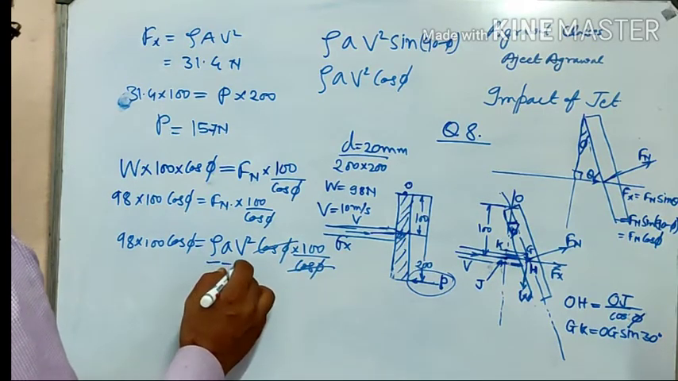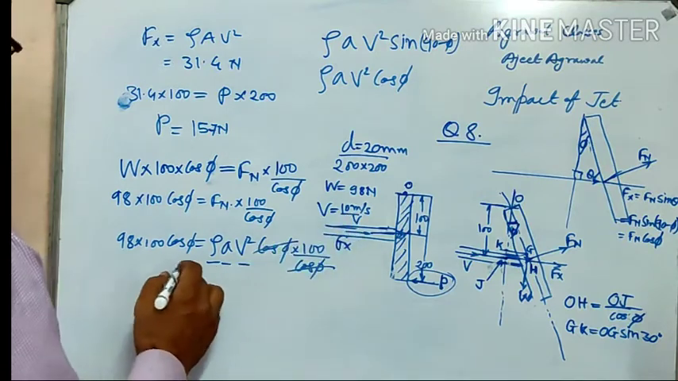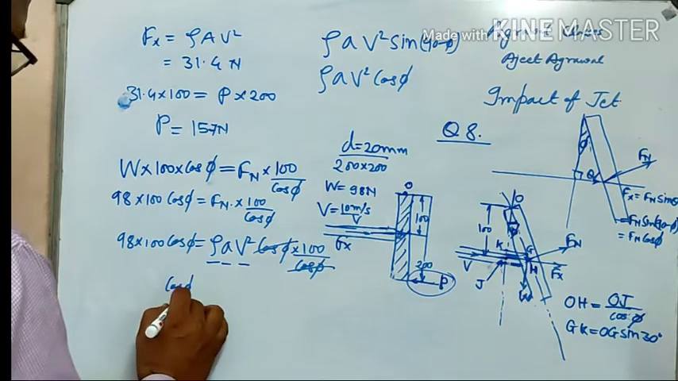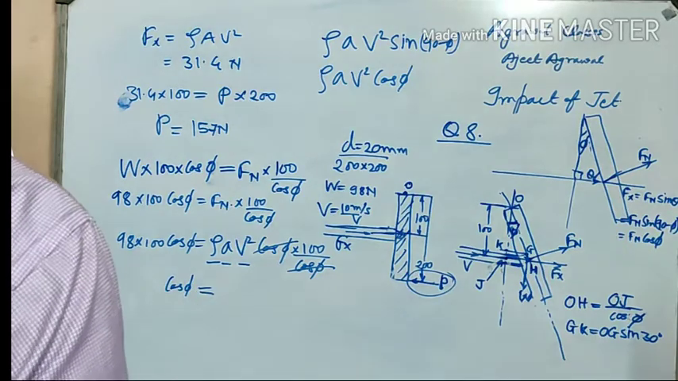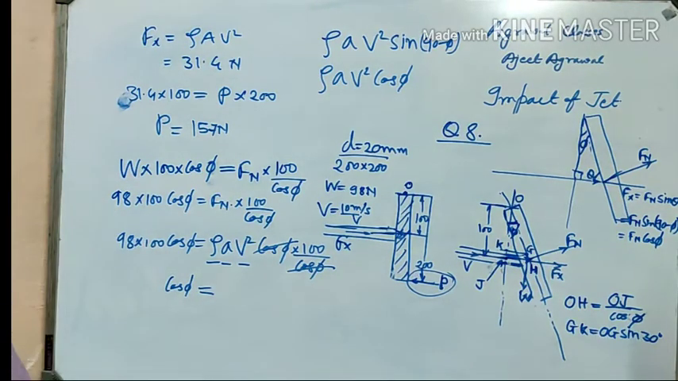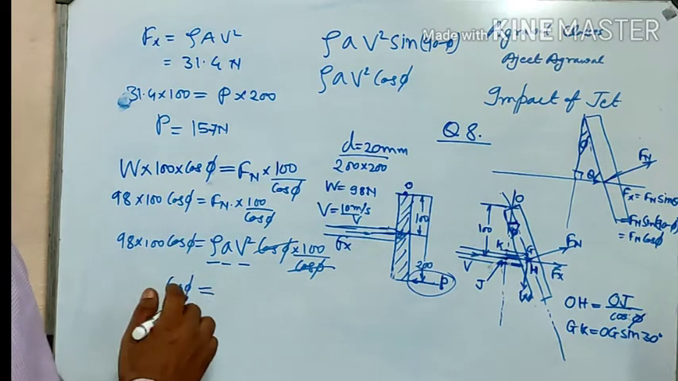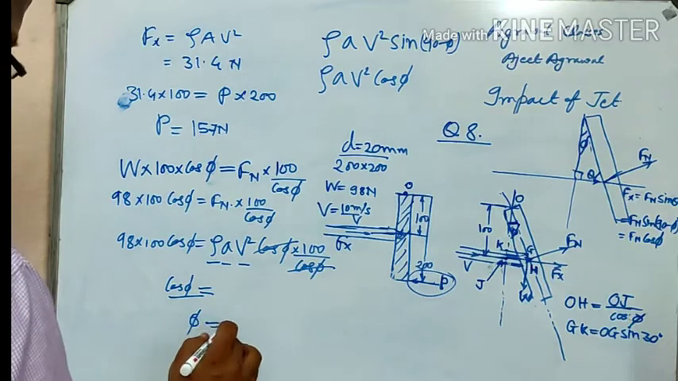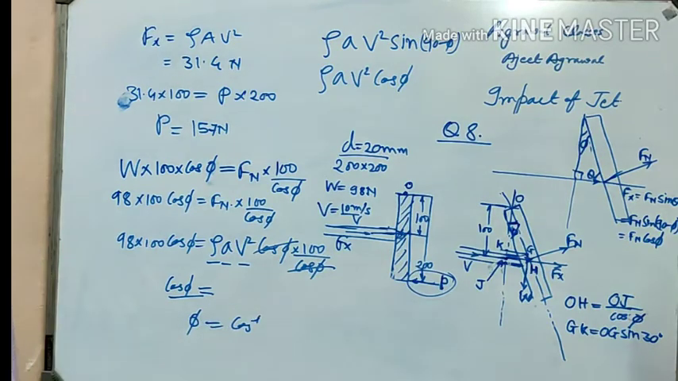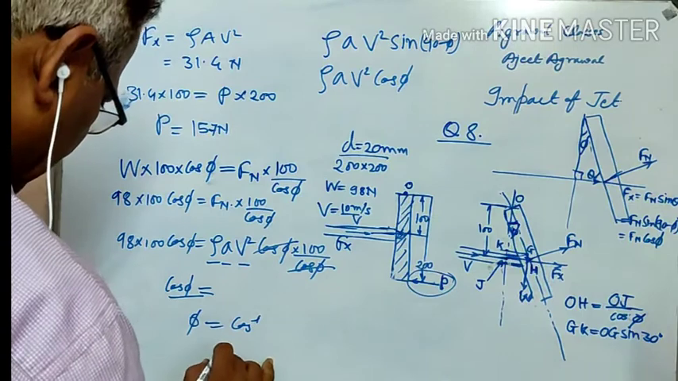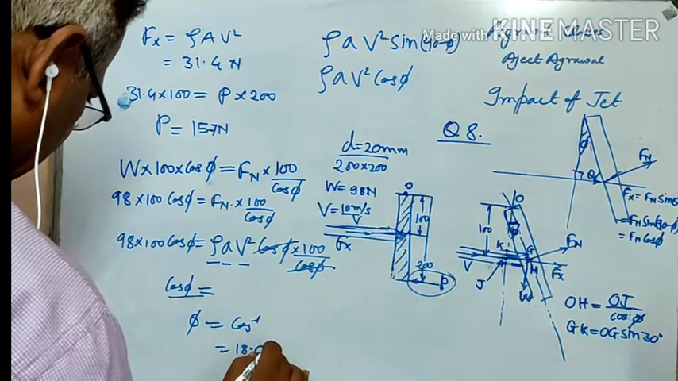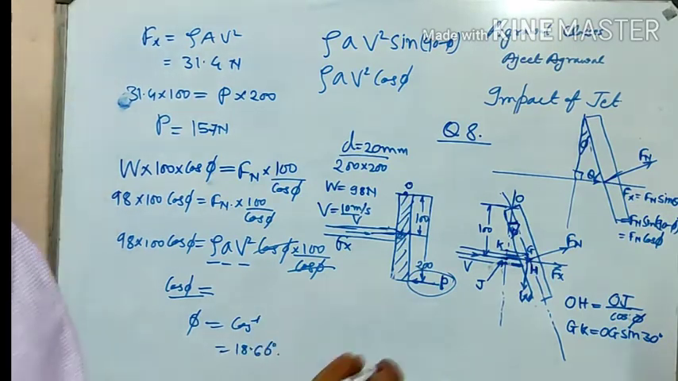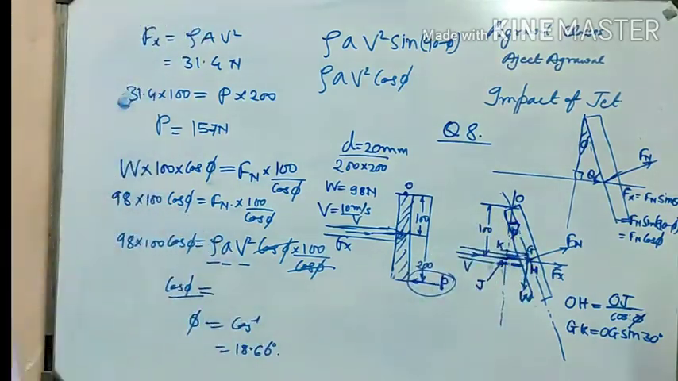Rho we know, a we know, v is given as 10 meter per second. So only phi is unknown, and we'll calculate it. Just substitute the values and calculate, and then take the inverse to get the angle. The angle comes out to be 18.66 degrees. So this phi is 18.66 degrees.